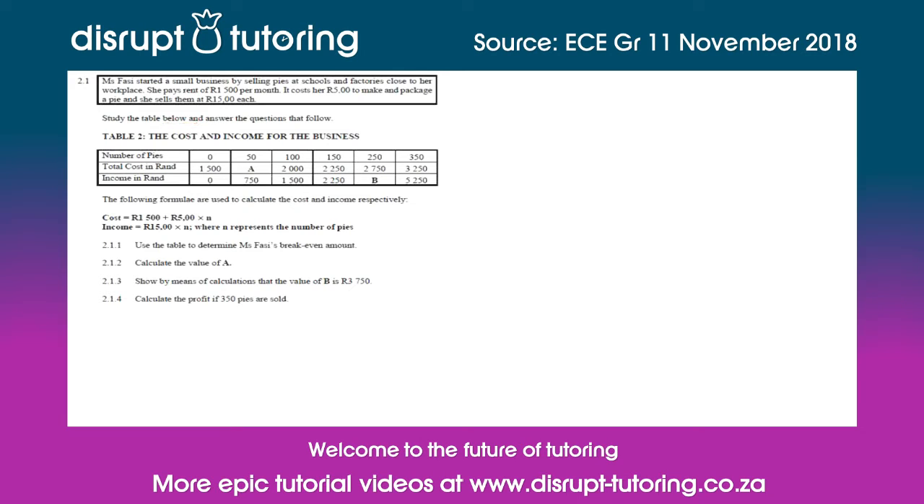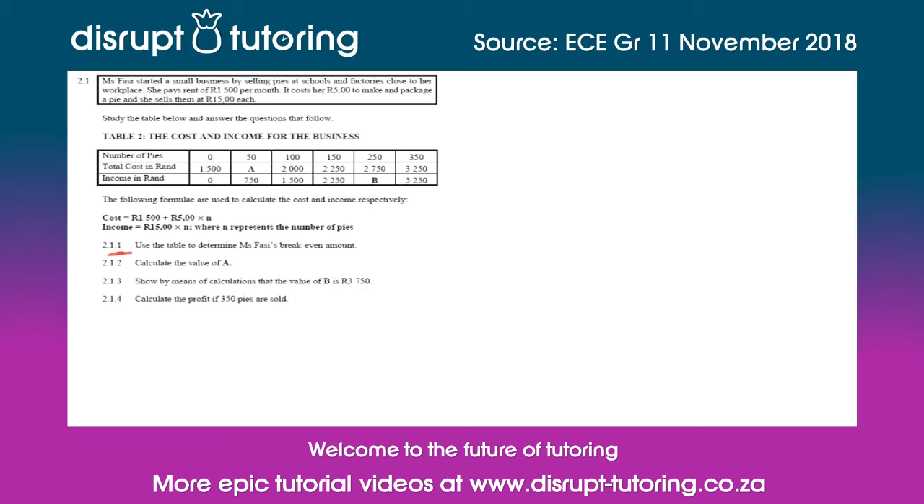We have the table for the cost and income of the business. As you can see, if she makes zero pies, her cost is still going to be 1,500 and her total income would be 0. And if she makes 50, and so forth. It also gives you some formulas. The total cost will always be your 1,500 Rand rent plus 5 Rand times N, and your income will be 15 Rand times N, where N represents the number of pies.